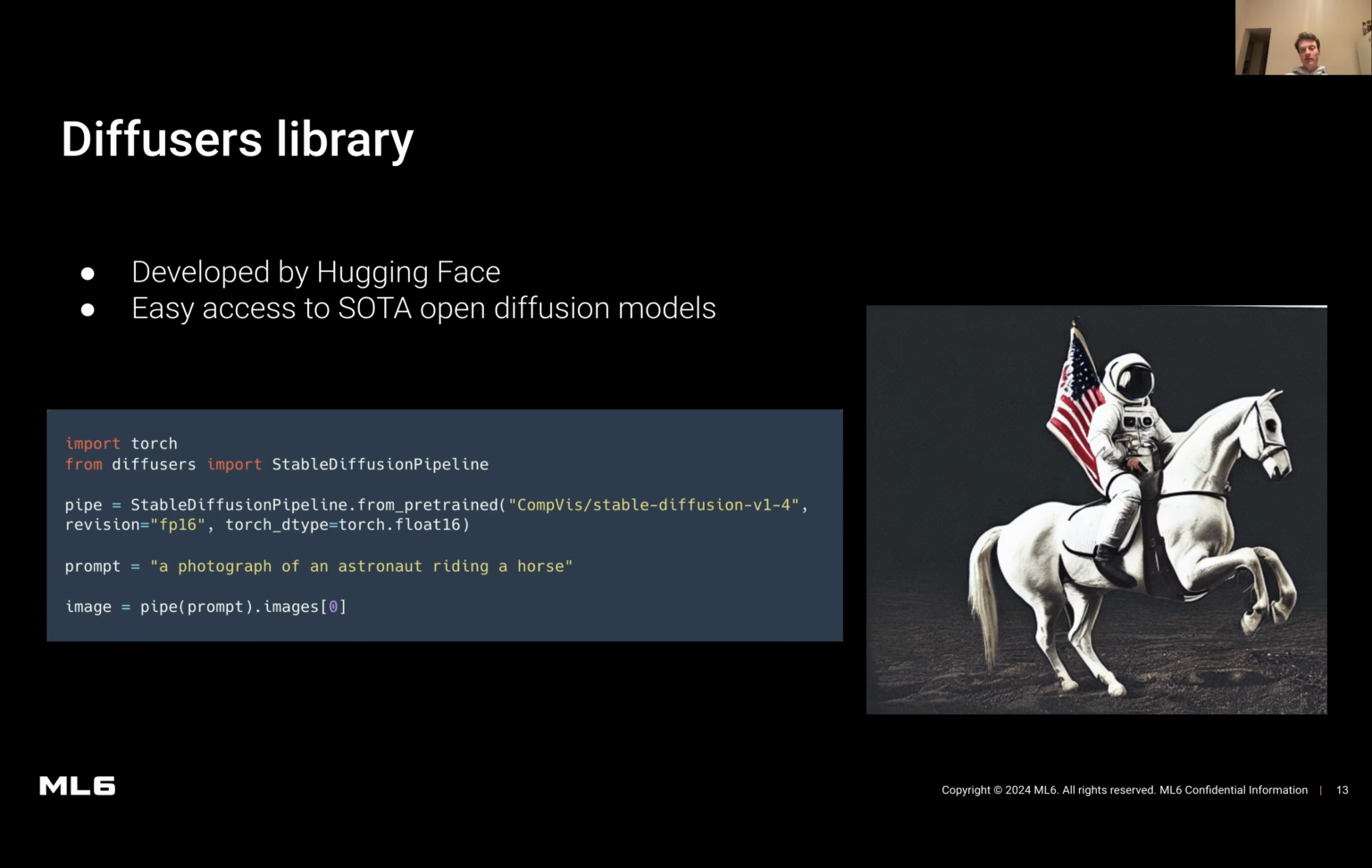As you can see, it's just a few lines of code. You can import a Stable Diffusion pipeline in Python, and then you can, for example, send a text prompt like "a photograph of an astronaut riding a horse" through the model, and the result looks quite impressive, as can be seen here.